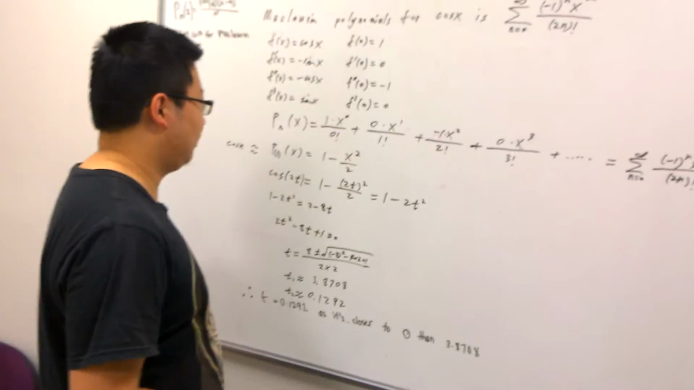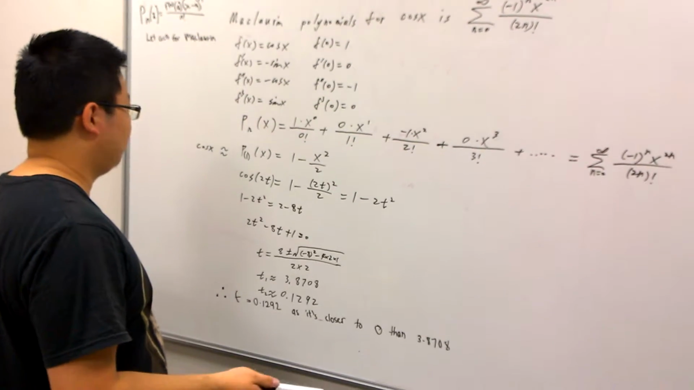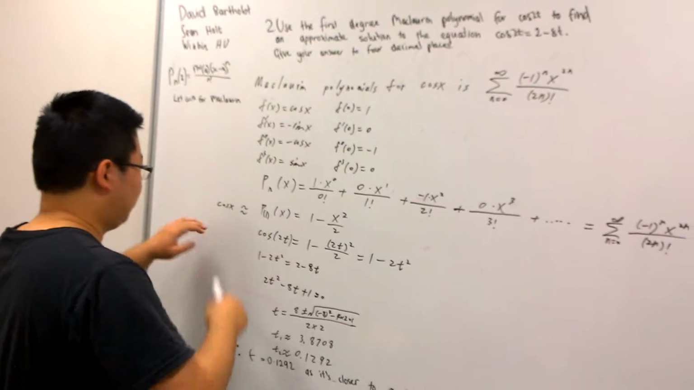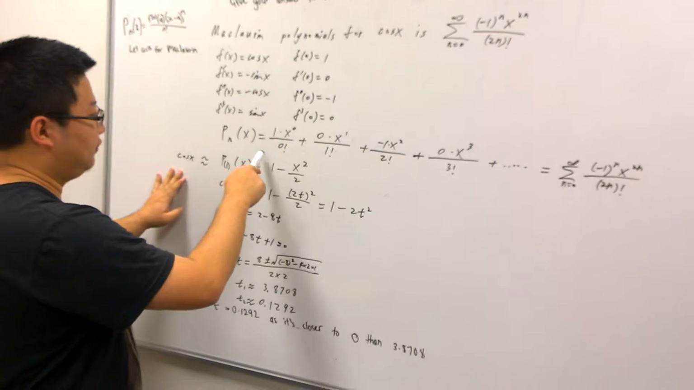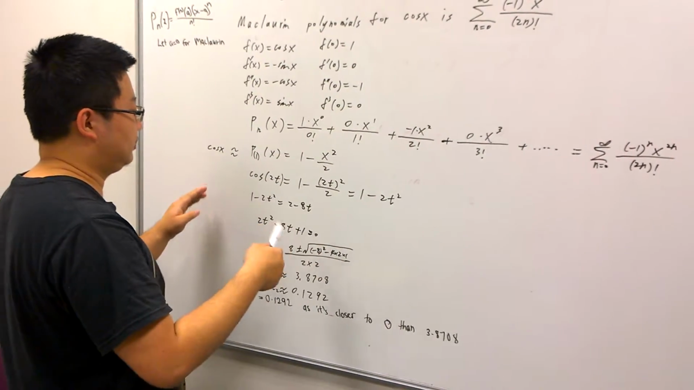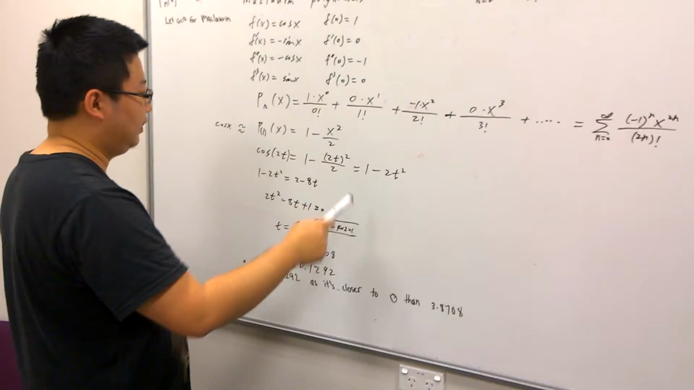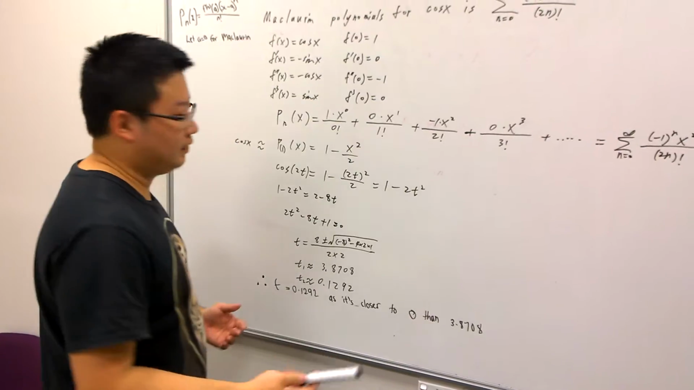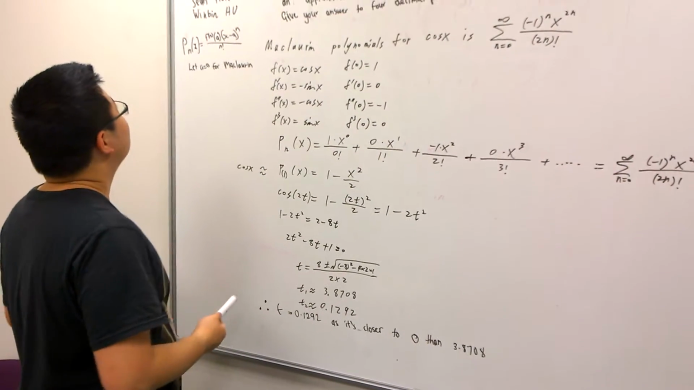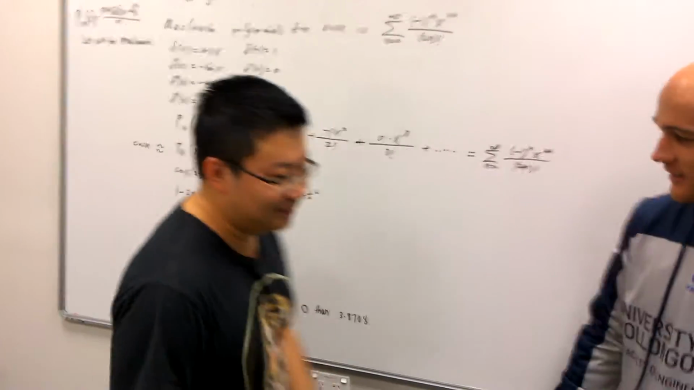Then we use the first 4 terms, which is approximately 1 minus x squared divided by 2. Then Sam will explain. Thank you.